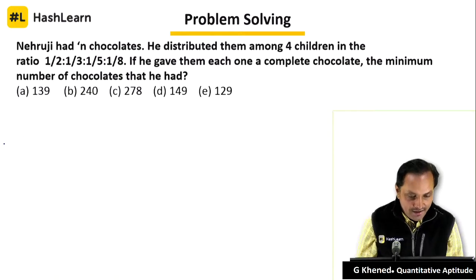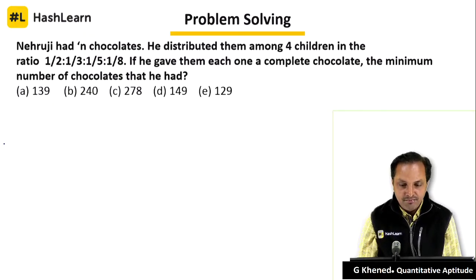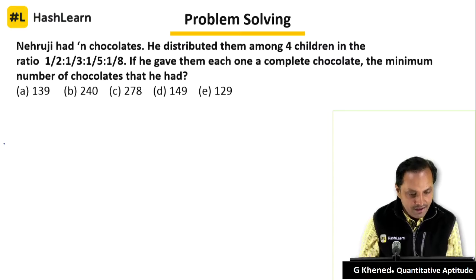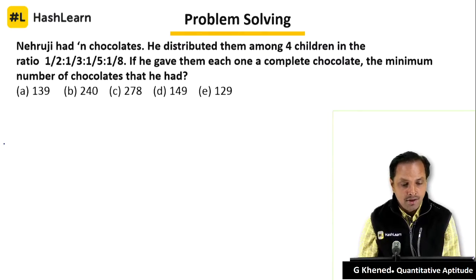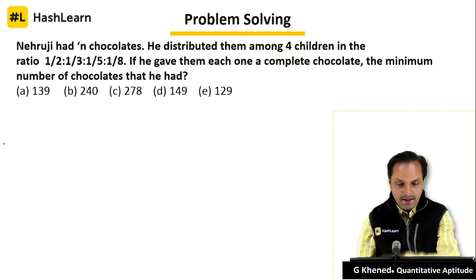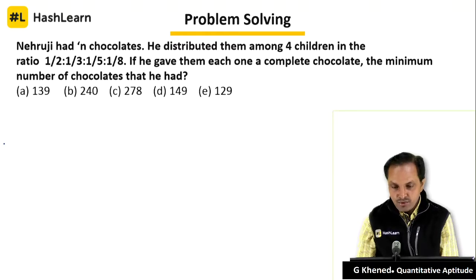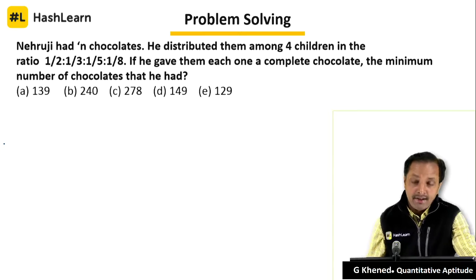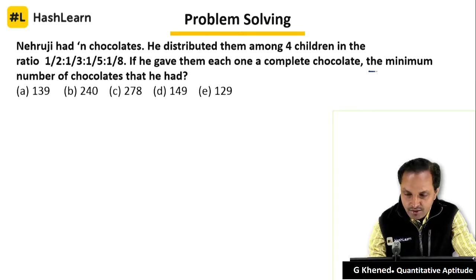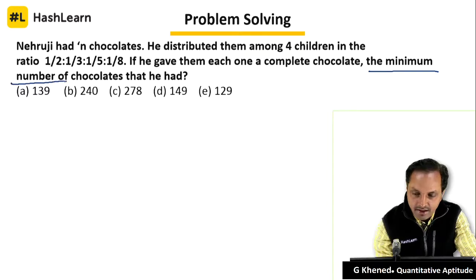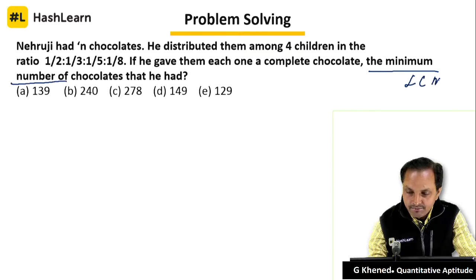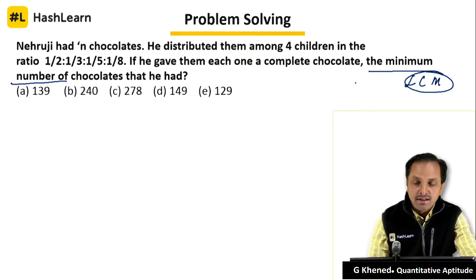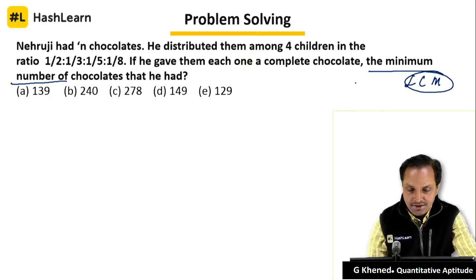So Nehruji had n chocolates. He distributed them among the 4 children in the ratio 1/2 : 1/3 : 1/5 : 1/8. So if he gave them each one of a complete chocolate, then the minimum number of chocolates that he had, this is the one which you need to make a note. The minimum number is also called as LCM, lowest common multiple.